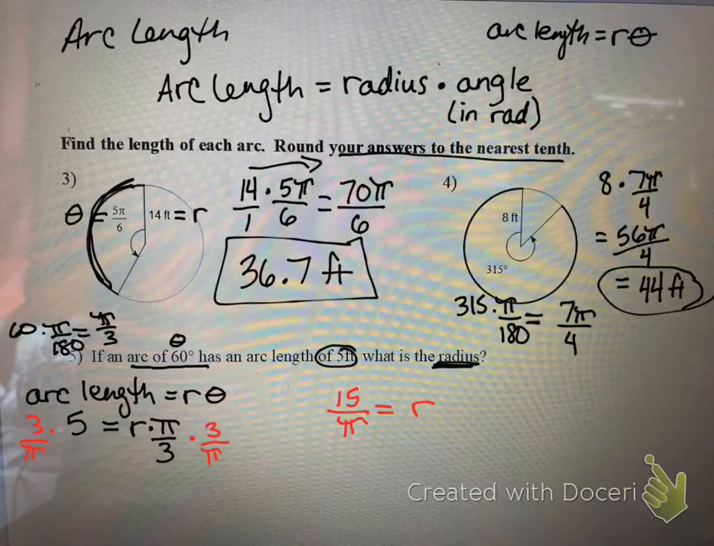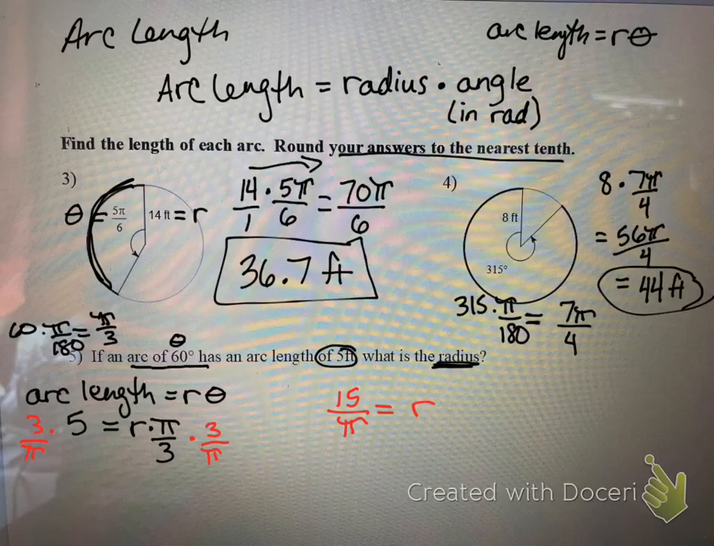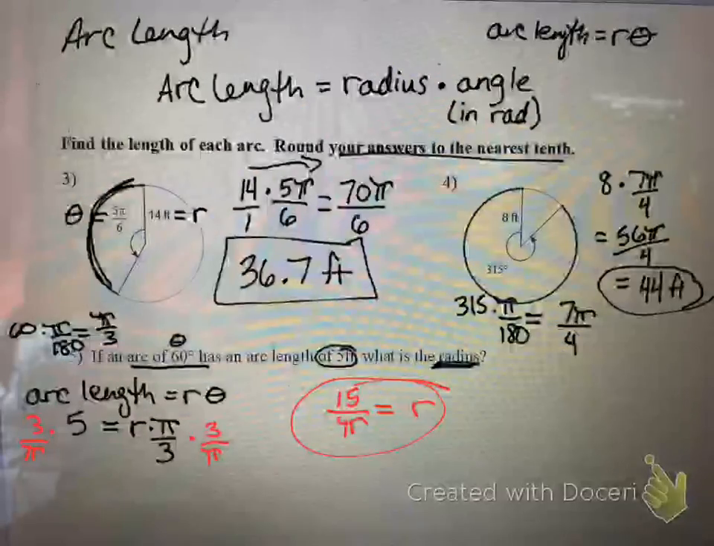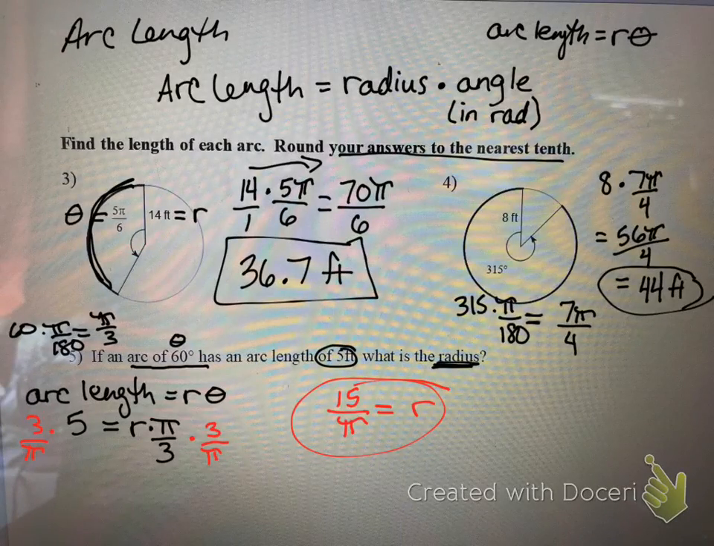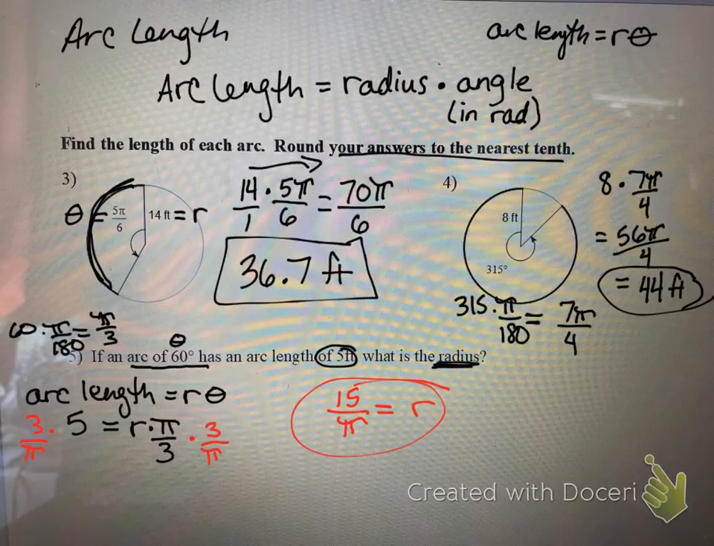Normally your question would say leave it in terms of pi or round it to some decimal place. So since this one doesn't say, I am going to leave this one in terms of pi. So my radius is 15 over pi. So if you are given the arc length and asked to find a different element of the equation, you're going to plug it into the formula and then just rearrange the equation like you normally do.